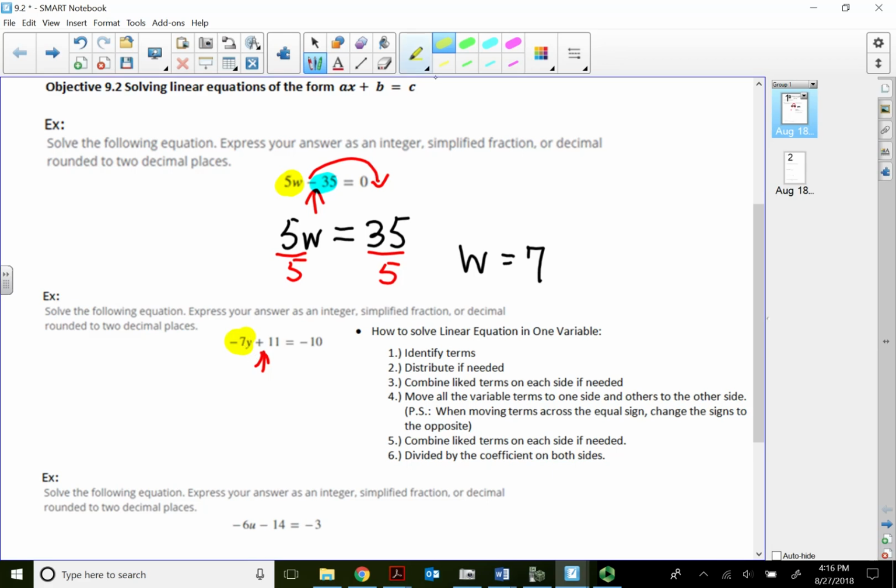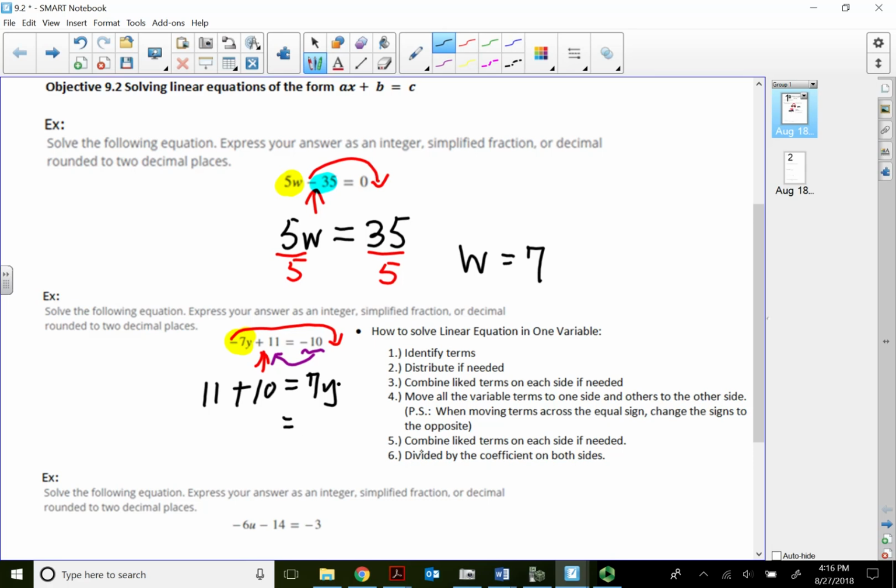And it's negative. So what I can do is move it over to this side, because once my negative 7y comes over to the right, it automatically becomes positive 7y. Like I mentioned before, I want to keep my variable term positive as much as I can. The left side still has that 11. If the variable term goes to the right, that means negative 10 has to go to the left side. If I move my negative 10 over, it becomes positive 10.